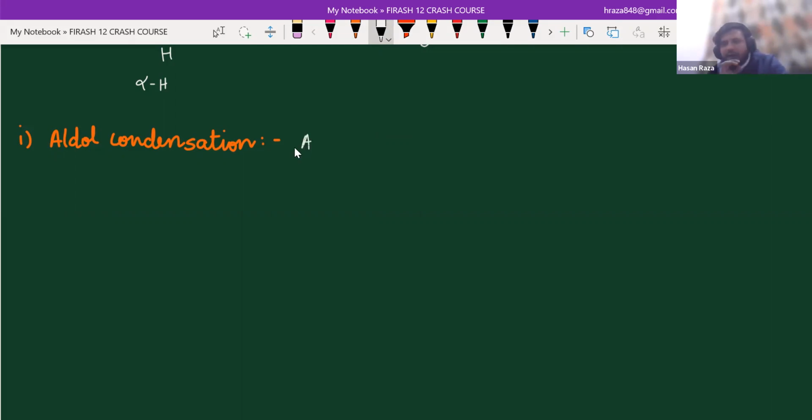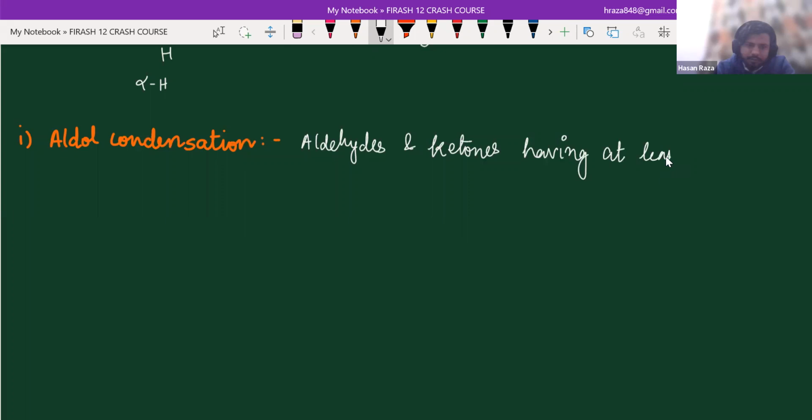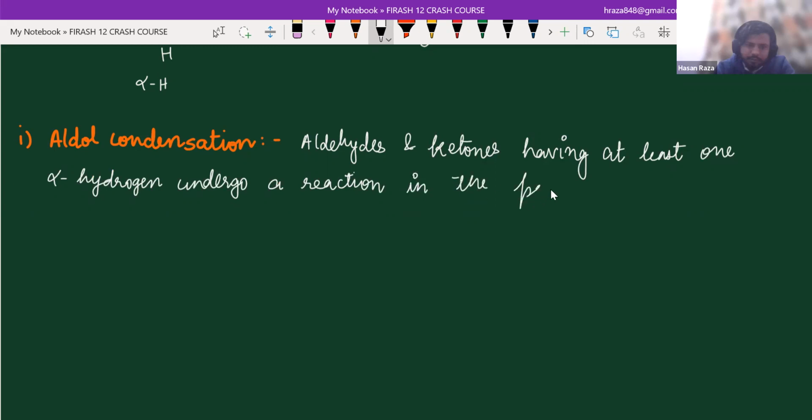This reaction, the aldol condensation, will only take place with those aldehydes and ketones which have alpha hydrogen. So write with me: aldehydes and ketones having at least one alpha hydrogen undergo a reaction in the presence of dilute alkali, that means base.